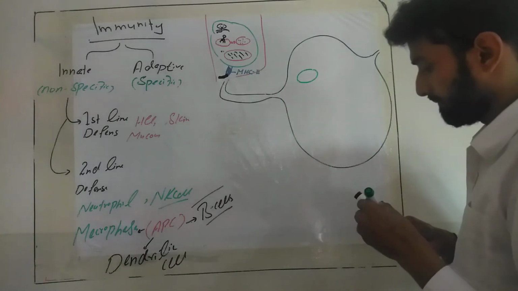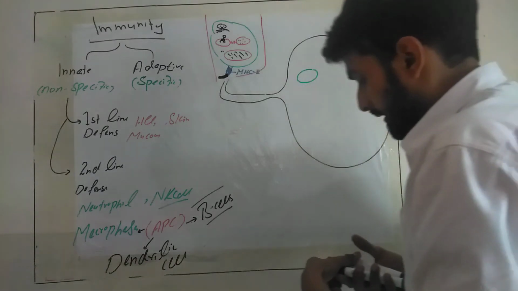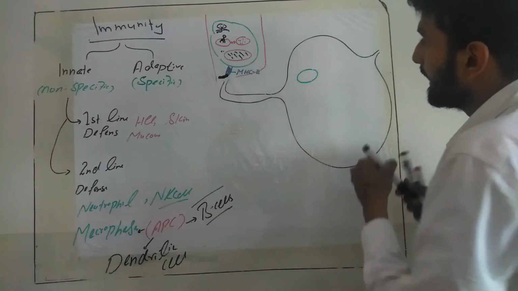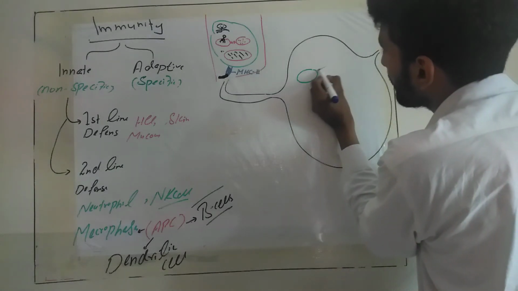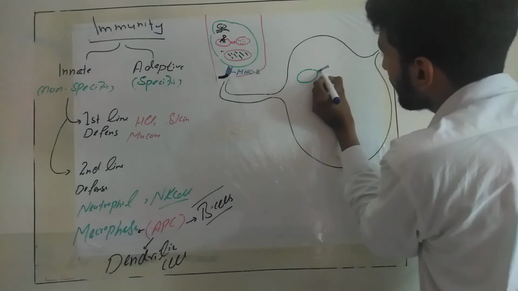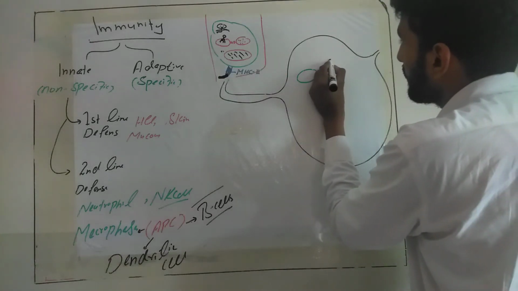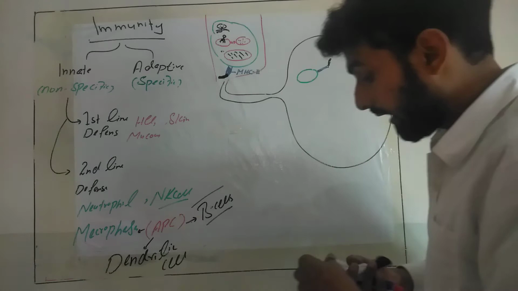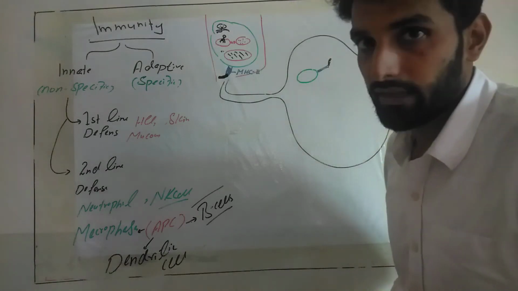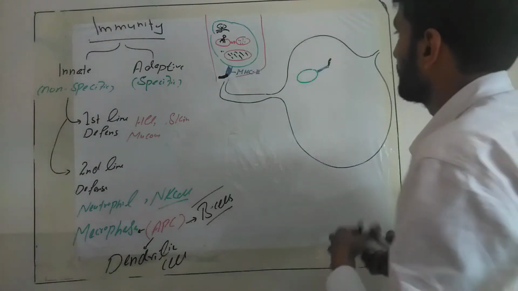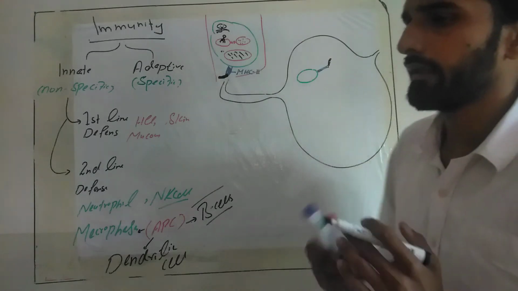APC will come and it will present the antigen fragments to the T lymphocyte, T0, naive T cell. Okay, I will explain about that in the later videos.